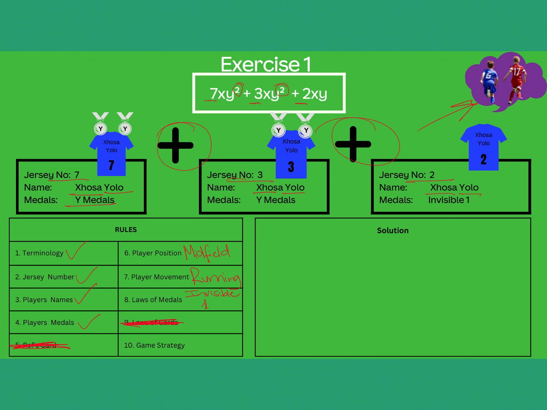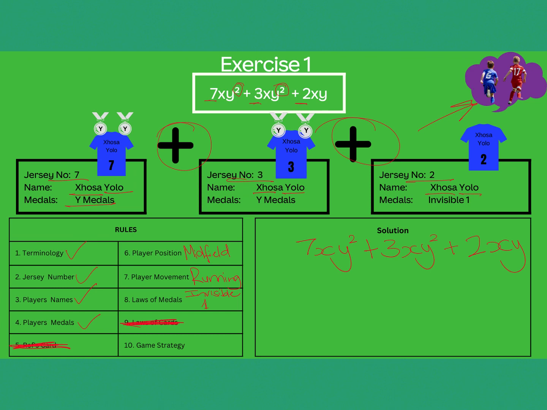And the game strategy now is how we solve, how we put all the rules together so that we have a winning strategy. So we have jersey number 7, Xhosa YOLO with 2 medals, plus running, jersey number 3, Xhosa YOLO also with 2 medals, plus running, jersey number 2, Xhosa YOLO with only invisible medals. So I'm not going to show them.